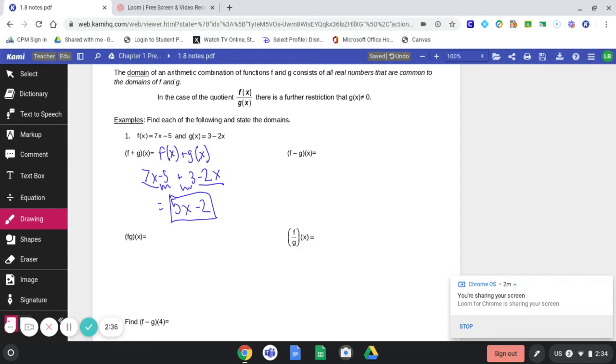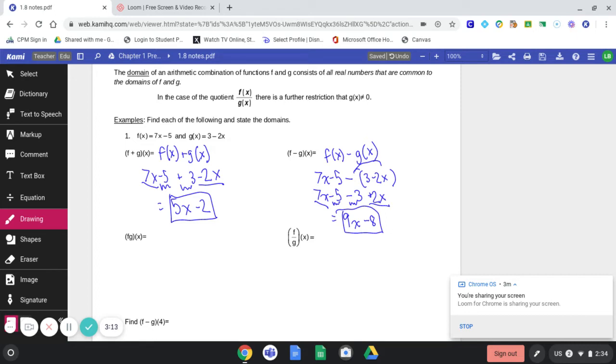Next, we'll do f minus g of x. So again, this is f of x minus g of x. So we're taking our entire f of x function, and we're subtracting our entire g of x function. So this g of x needs to be in parentheses. So now we can distribute the negative sign because we're distributing every part of g of x to make that a minus 3 plus 2x. And now I'm going to combine my like terms. 7x plus 2x gives us 9x, and then negative 5 minus 3 gives us our negative 8.